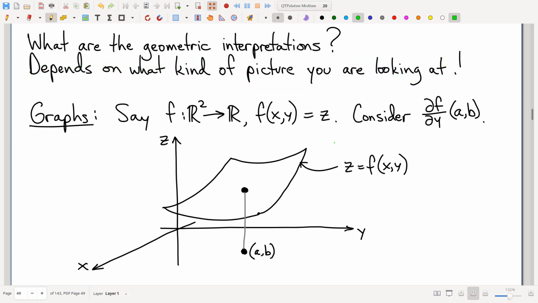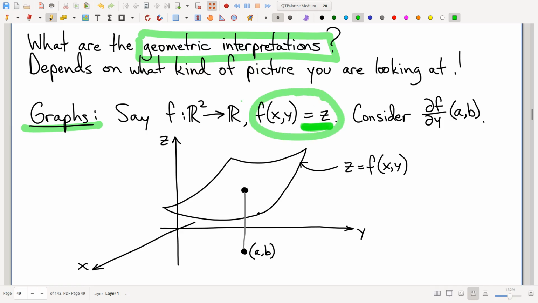So we are going to ask this question, geometric interpretation, first. We'll get to the others later, but first in the context of graphs, right? So we're going to take our function and we are going to look at the graph of that function. Keep in mind, graph means you're going to set the output values of the function equal to a new variable. In this case, I'm going to use z.